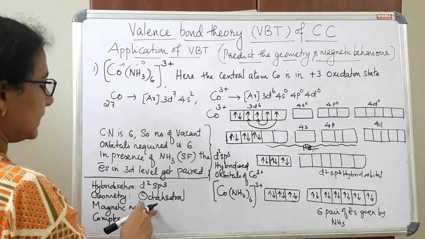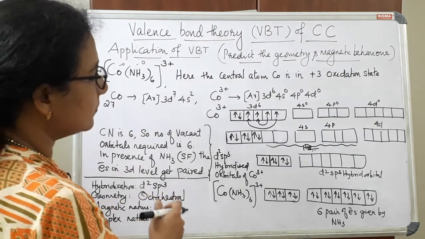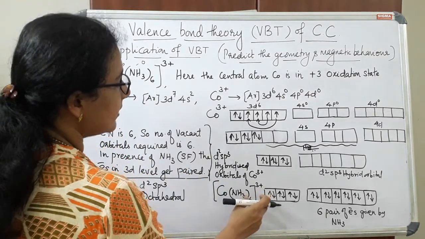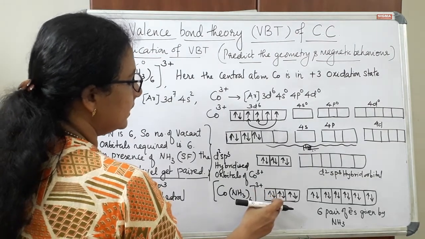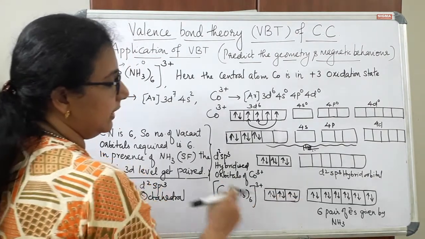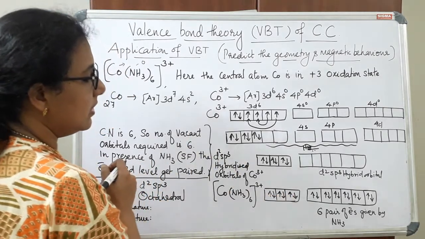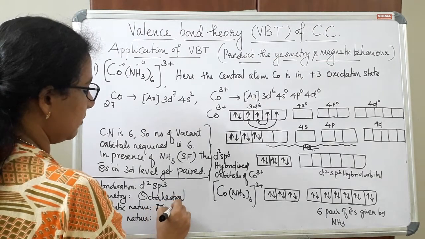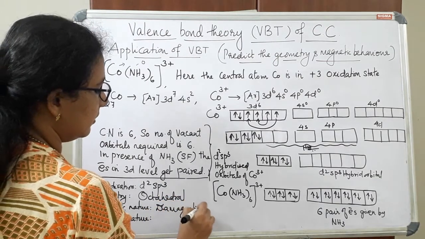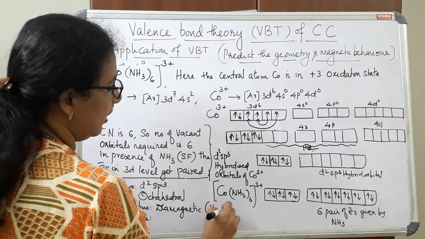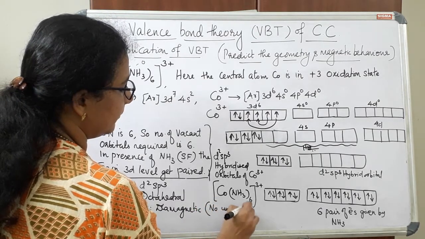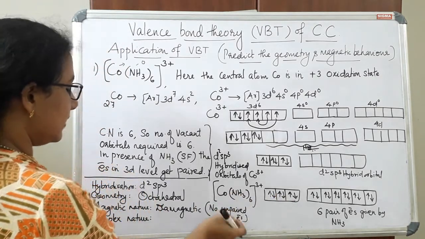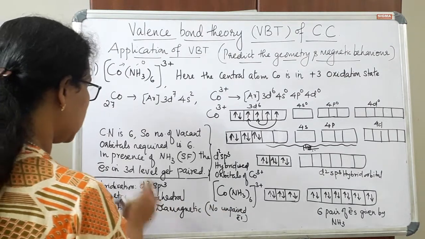Then comes the magnetic nature. Magnetic nature means whether it is diamagnetic or paramagnetic. So in this case there are paired electrons, no unpaired electrons. So it is diamagnetic in nature. Diamagnetic means no unpaired electrons, so they are all paired. So it is diamagnetic in nature. That is the magnetic nature.